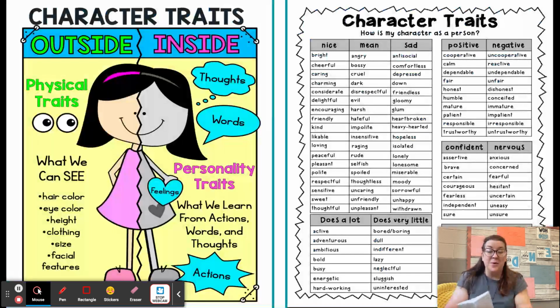I want you to remember that we're not going to use those boring old words like nice and mean and kind and sad and happy. We're going to use new, fresh words from our list right here on character traits. They can be ones from the outside and they can be ones from the inside as well.